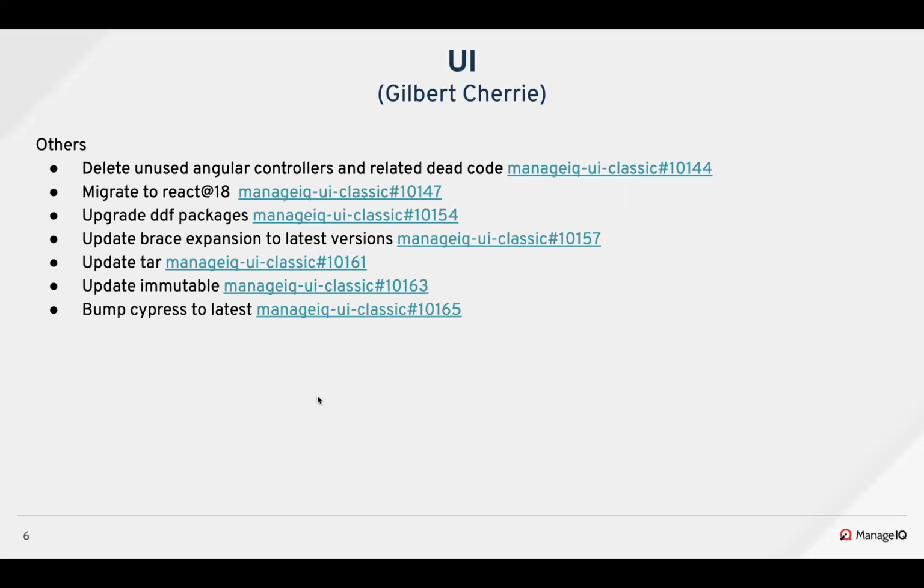For other PRs, we had a delete unused Angular controllers and related dead code PR. Osavod migrated to React 18. Osavod also upgraded our DDF packages to latest. We updated Brace expansion to latest versions. I updated tar and immutable as well. And then we bumped Cypress to latest version. Next slide.